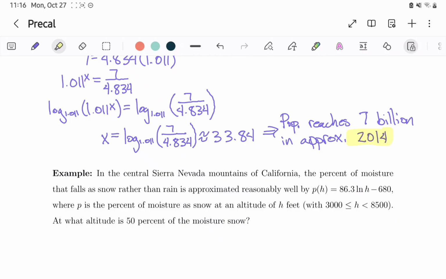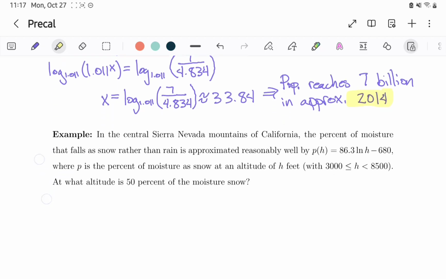Okay, for our last example, it says in the Central Sierra Nevada mountains of California, the percent of moisture that falls as snow rather than rain is approximated reasonably well by the function p of h, which is equal to 86.3 times the natural log of h minus 680, where p is the percent of moisture as snow at an altitude of h feet, with h between 3,000 feet and 8,500 feet. And it asks us at what altitude is 50% of the moisture snow.